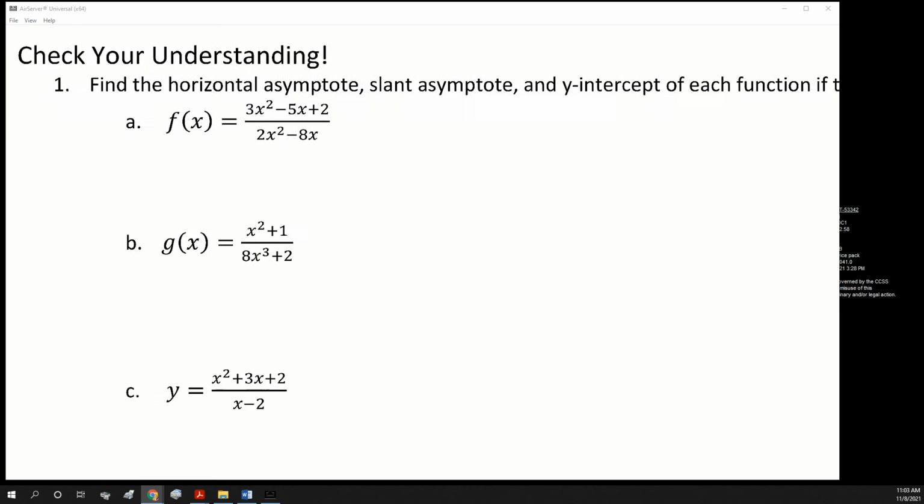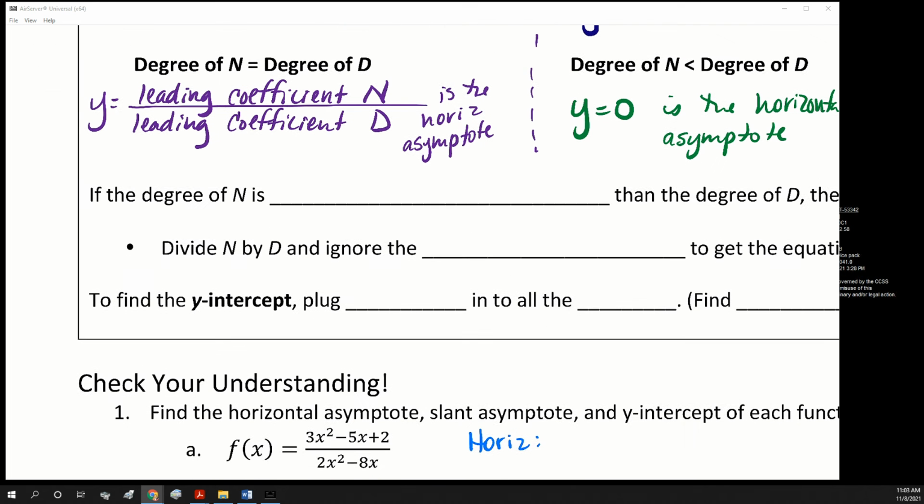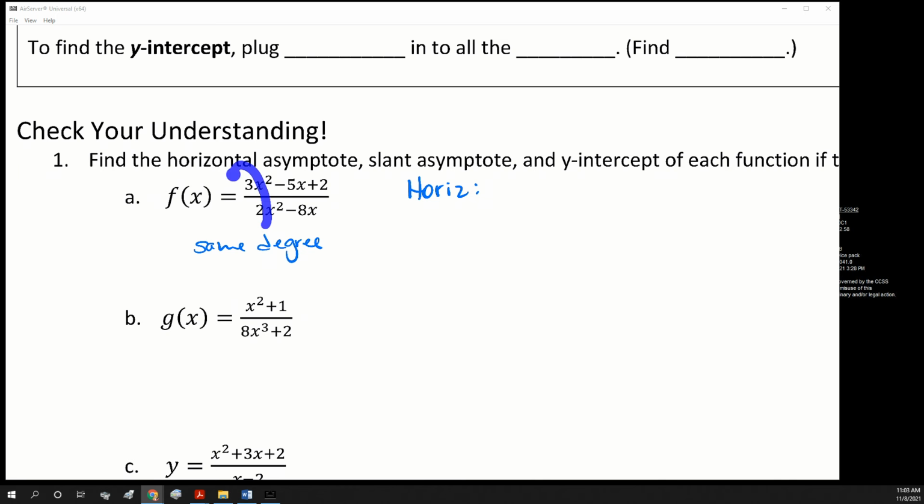All right, so for example 1, we're going to find 3 things, but right now we're just going to do a horizontal asymptote. Okay, so when we're finding the horizontal asymptote, we look at the degree of the numerator and compare it to the degree of the denominator. In this case, the degrees are the same. So we'll do that first part of the table: the leading coefficient of the numerator divided by the leading coefficient of the denominator. So that's going to be y equals 3 over 2. So that's just what you do for the same degree.